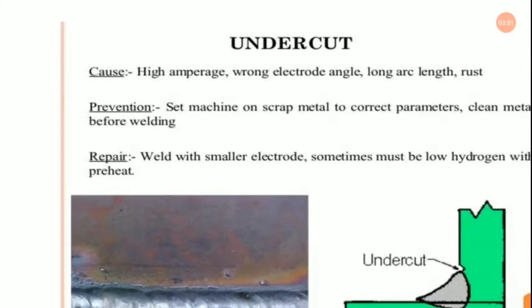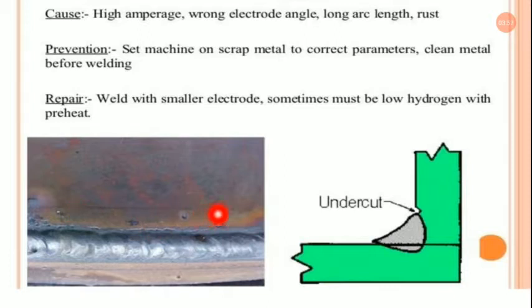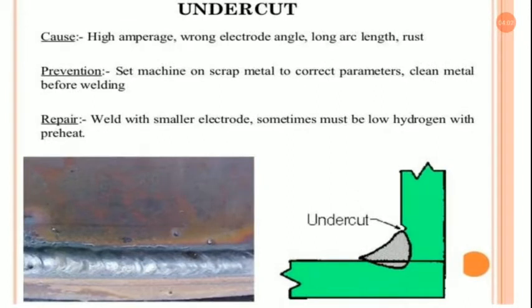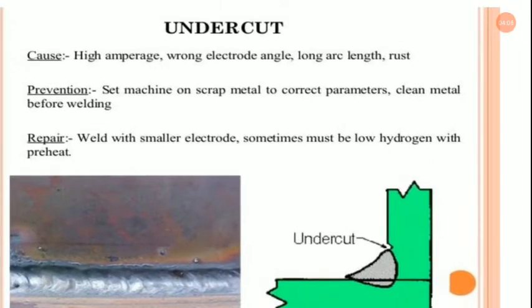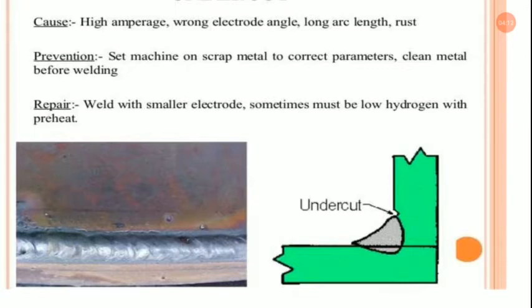Now the undercut. You can see the undercut over here. Here you will find the undercut. Undercut is caused by high amperage, wrong electrode angle, long arc length and rust. Now what is the prevention? Prevention is to set the machine on scrap metal to correct the parameters, and clean the metal before welding. Now repair: weld with a smaller electrode, which sometimes must be low hydrogen with preheat.